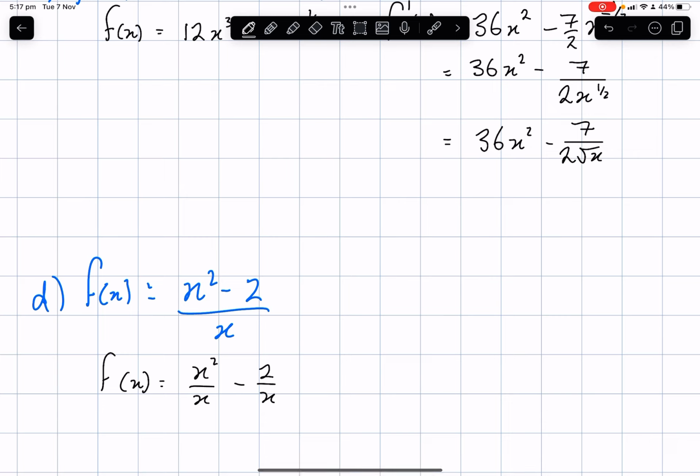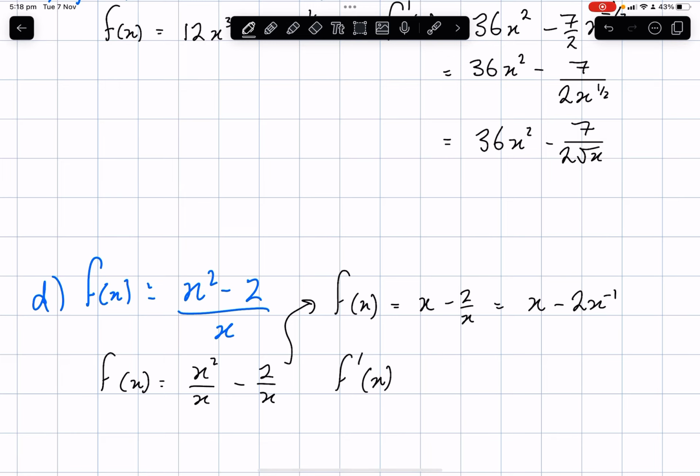Now, we can simplify this a little bit further. So I'll bring it up to the top now. So f of x equals just x squared divided by x is just x, minus 2 on x. Now I said just before, we can't have a square root, or we can't apply the power rule. We also can't apply the power rule if my x is in the denominator. So I have to bring that up to the top. So my function is now x minus 2 times by x to the negative 1. And now we can apply my power rule.